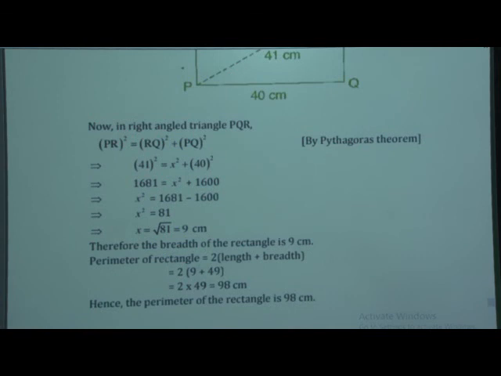So the perimeter of a rectangle is equal to 2 inside the bracket L plus B. Already you know it is nothing but the sum of all the sides of a rectangle, but we are using this formula so it will be easier to substitute and find the perimeter. So 2 inside the bracket, the length is 40 centimeter plus breadth is 9, which is 49. So 2 into 49 is equal to 98 centimeter. Hence the perimeter of the rectangle is 98 centimeter. In this way we have found the perimeter of a rectangle.